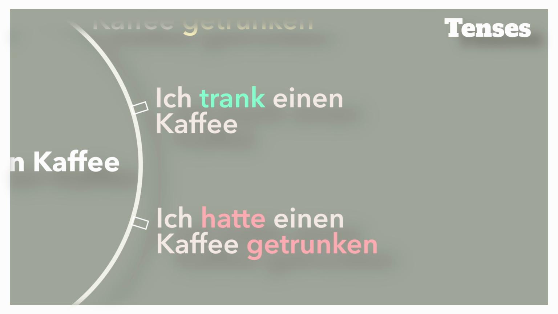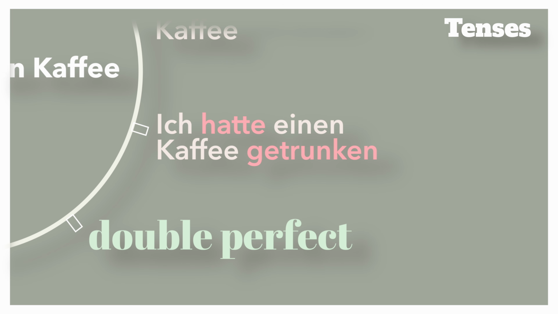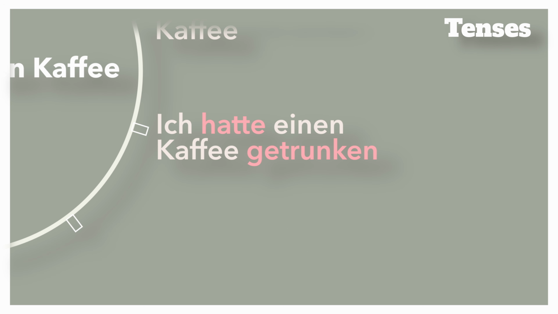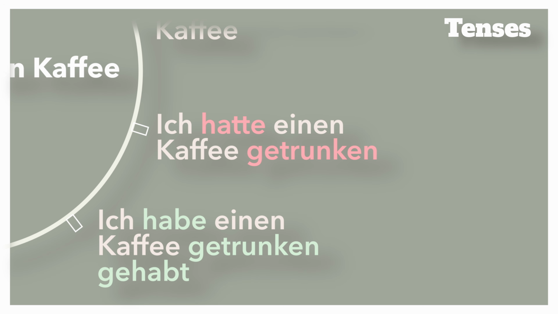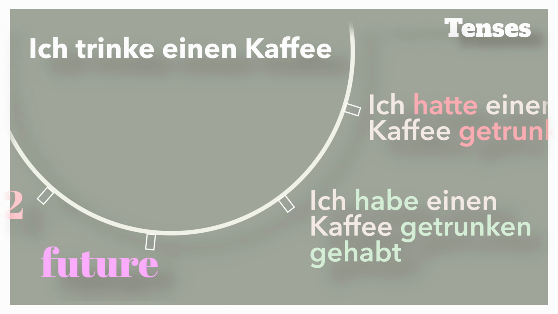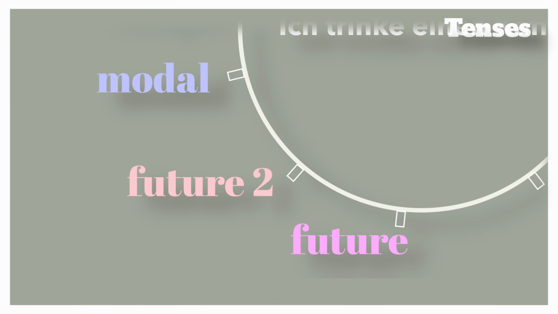This leads us into the double perfect, a form more common perhaps in southern parts of the German-speaking world. Ich habe einen Kaffee getrunken gehabt. Unusual, but nevertheless a good one to know. Let's add in another verb now to our original sentence to put it into the future tense.